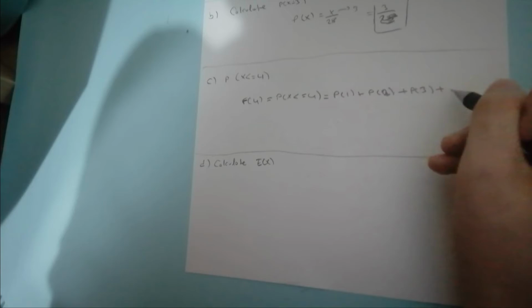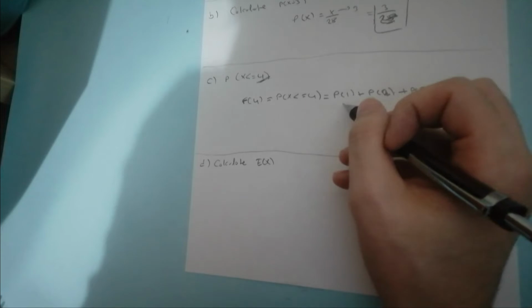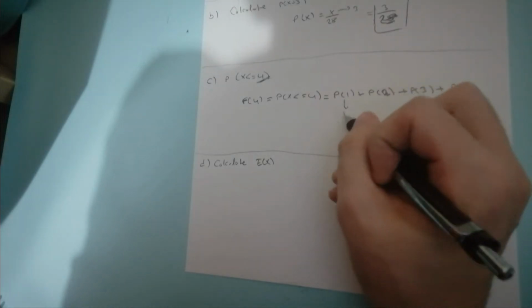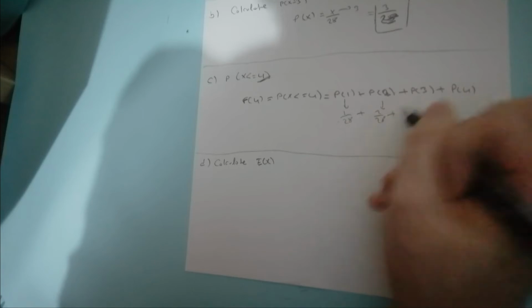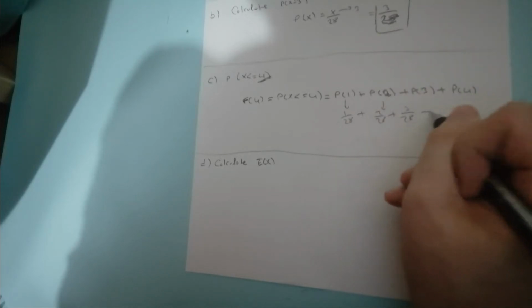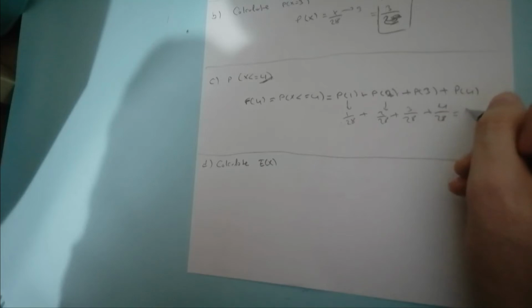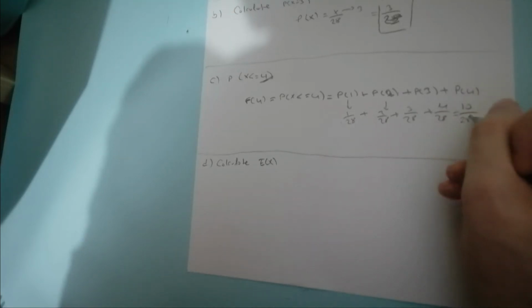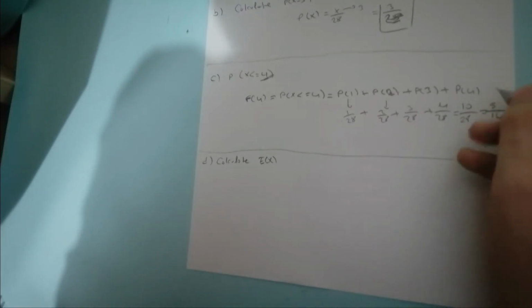because this one is 4, and this is 1 over 28, 2 over 28, 3 over 28, and 4 over 28. It is 5 over 14. This is the answer.